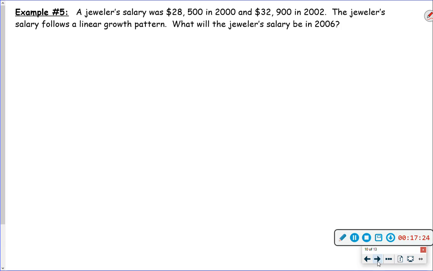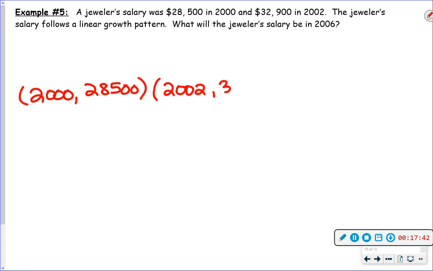So in the year 2000, we made 28,500. And I just left the comma out of the 28,500 because I didn't want crazy looking commas happening up here, okay? And then of course in 2002, I made 32,900. Okay. So I'm like, all right, well, I've got 2 points. We're in a lesson about linear growth pattern, lines, 2 points, lines, I don't know. Let's find the slope between them and see what happens.